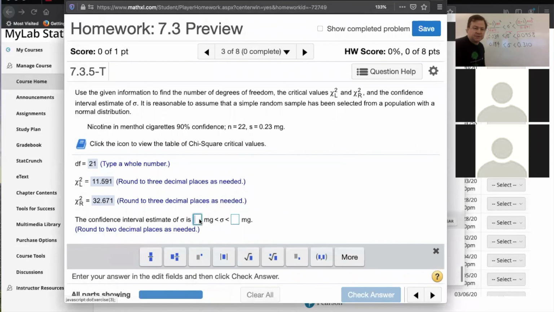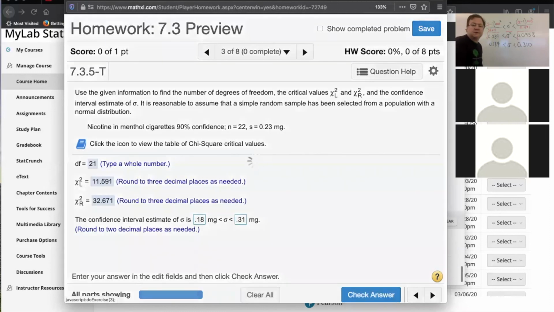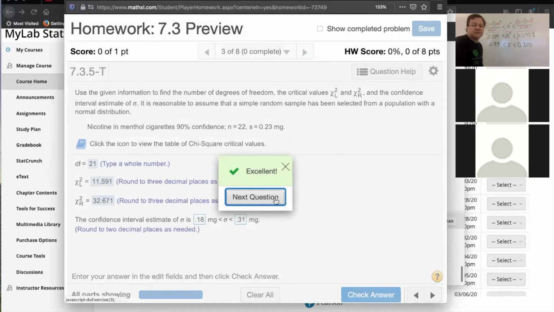Those are the numbers I'm putting in right here. The confidence interval estimate of sigma is, and actually the instructions do say to round to 2 decimal places. So I guess I can round it: 0.18 and 0.31. And that should be okay. Nice. And that's how it goes.